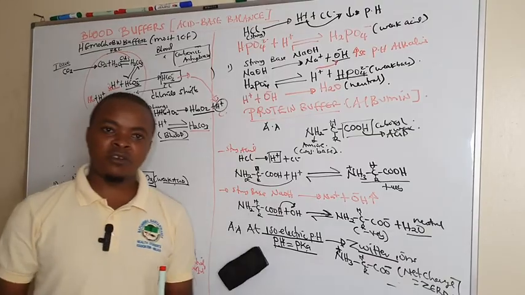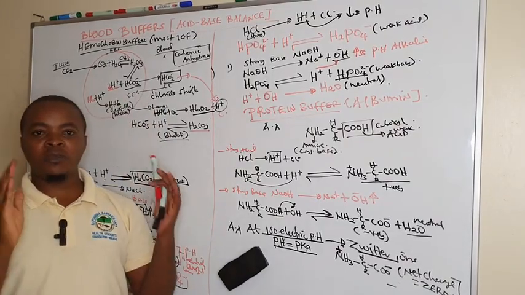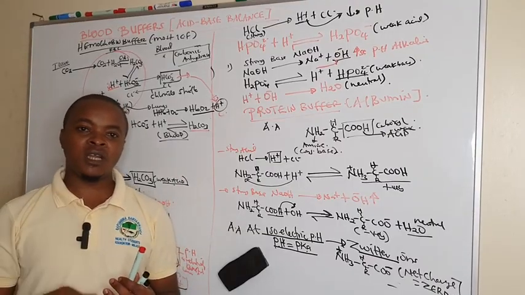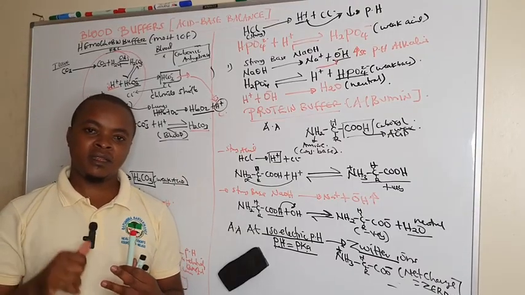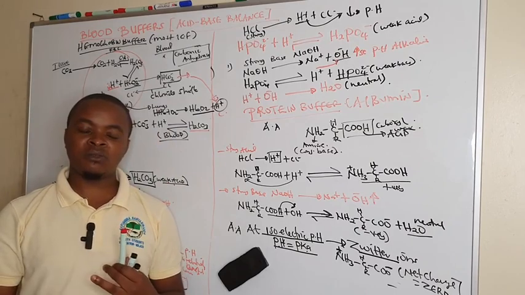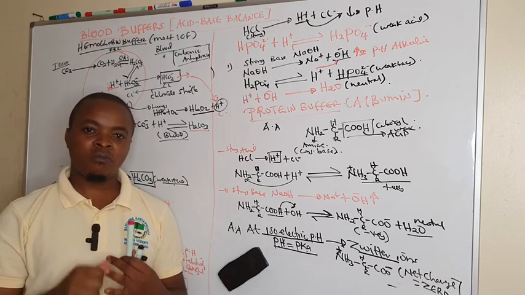In the next video, we shall look at other mechanisms of pH regulation, which are the second line and the third line. That is the respiratory mechanism and the renal mechanism.